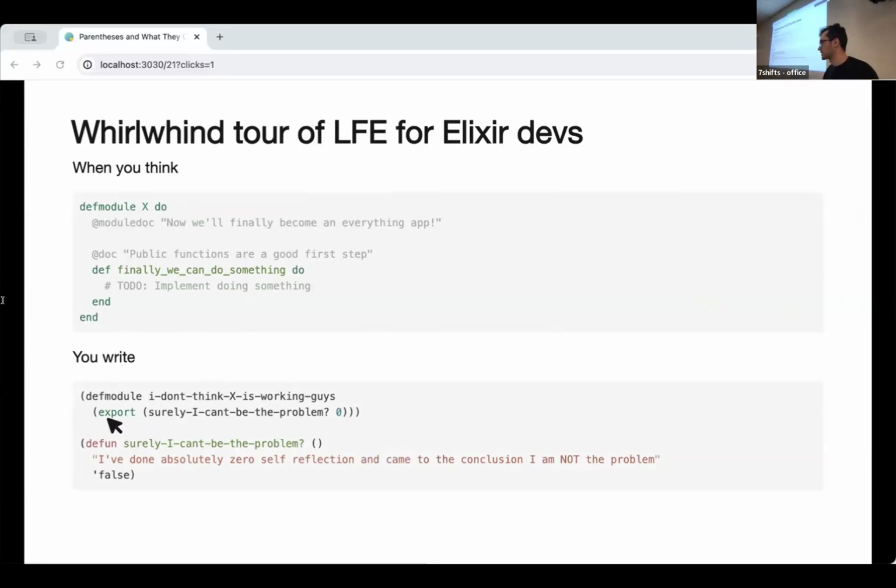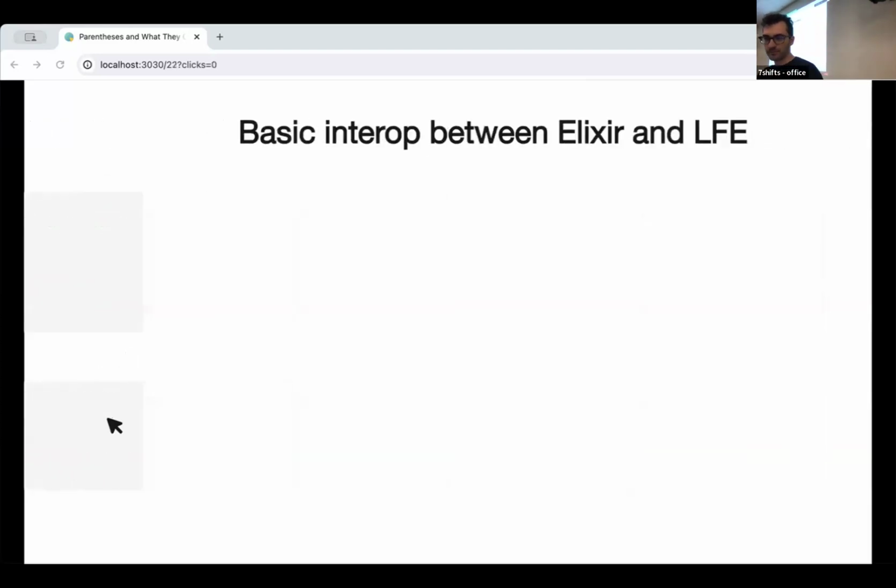It really is just a syntax on top of Erlang, where Elixir deviates in a lot of ways. Elixir has its own standard library. It has its own way of naming atoms, like having the module names and stuff. So Elixir is a lot more different than LFE is.